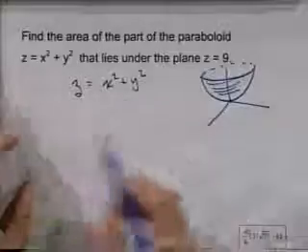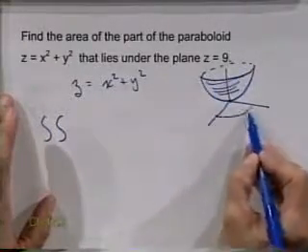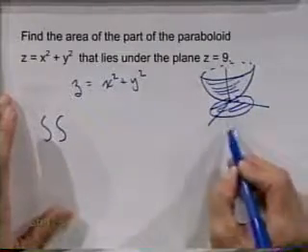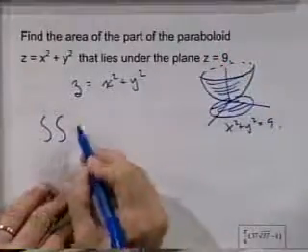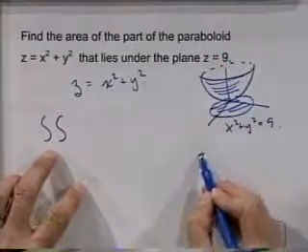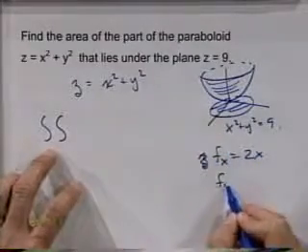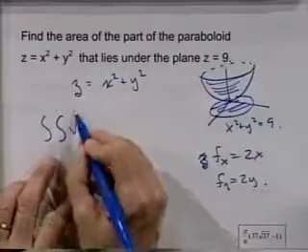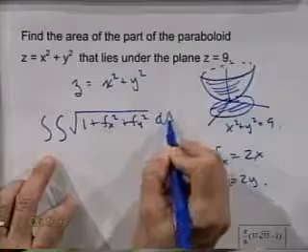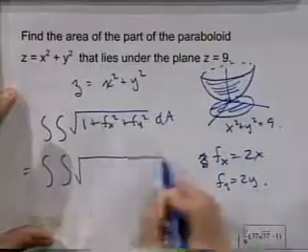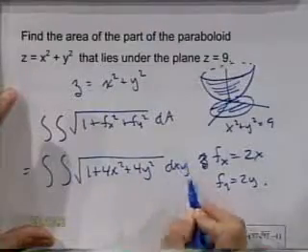All right, so if we wanted to use the formula, if we take the image of this surface, where are we? We're down here, right? It's the circle x squared plus y squared equals 9. So what's the partial of f with respect to x? It's 2x. What's the partial of f with respect to y? It's 2y. So we'd be integrating the square root of 1 plus f_x squared plus f_y squared dA, which would give us the square root of 1 plus 4x squared plus 4y squared dx dy.